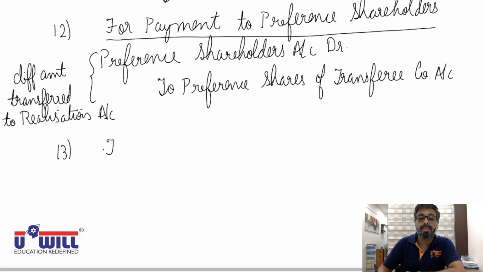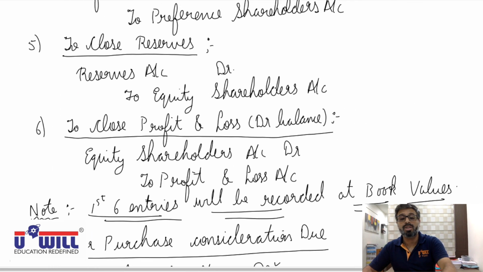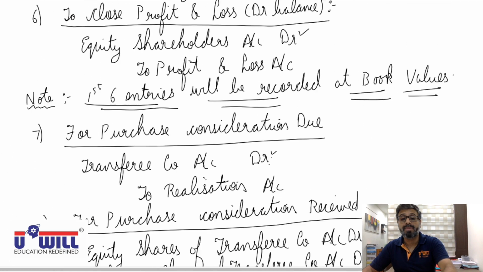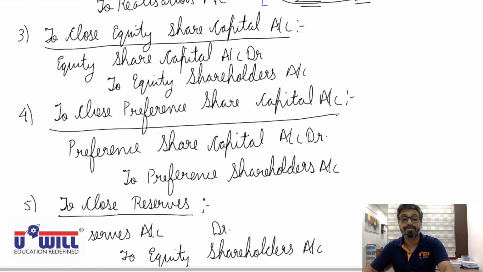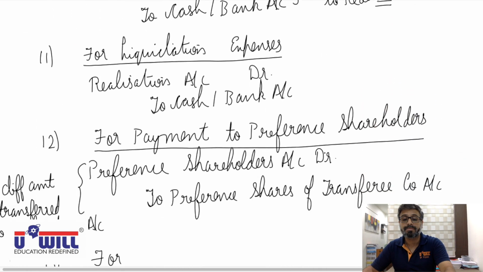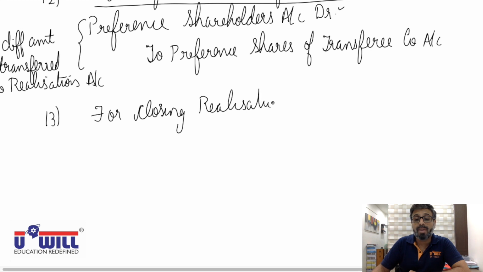Lastly, we have to close all accounts. Preference shareholders, which were debited here, get closed by preference shareholders, which were credited here, get closed by debiting them here. Okay. Now we have to close the realization account. Here the journal entry is not important, because when we prepare the ledger accounts, you can derive the entry easily through the ledger account.